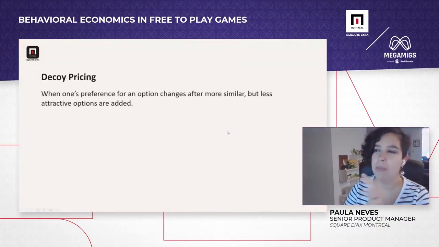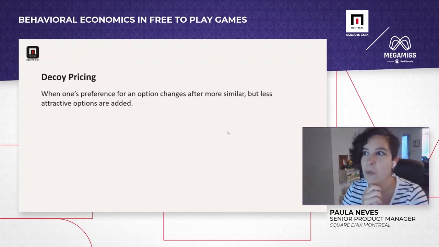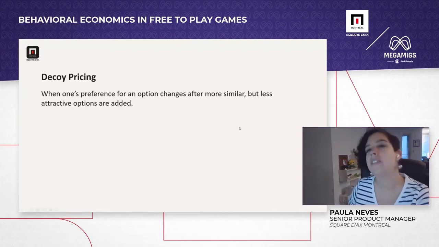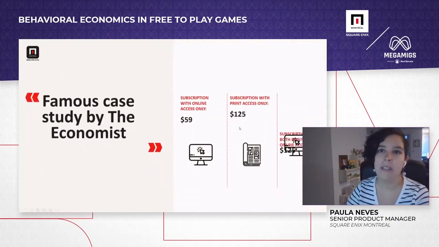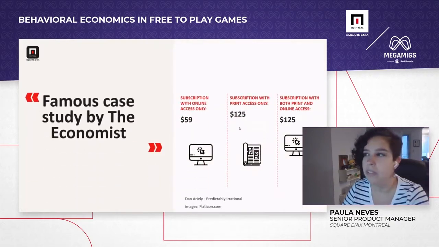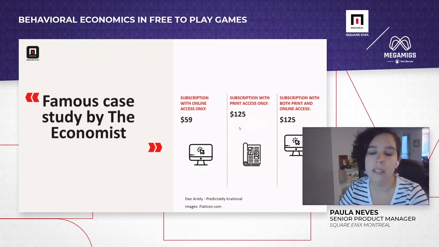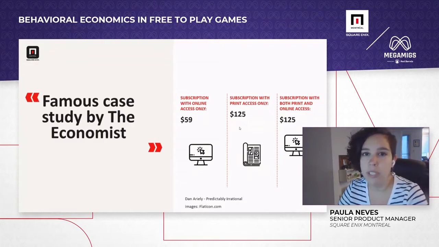A bit about decoy pricing. So what is it? It's when one's preference for an option changes after a more similar but less attractive option is added. To illustrate this, we have a famous case study by The Economist, where they offered 3 pricing points. The first one was just for subscription with online access. The second one was just print access to the magazine. And the third one was both print and online access.